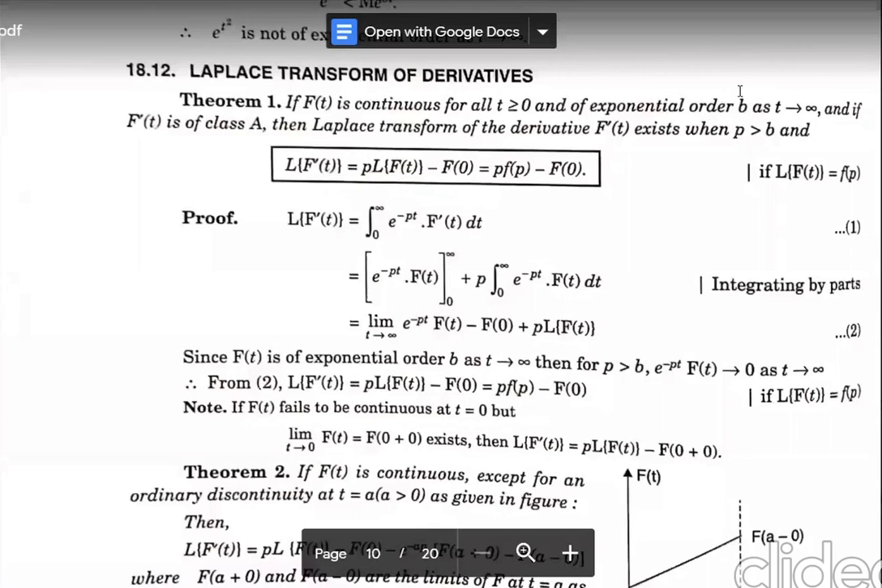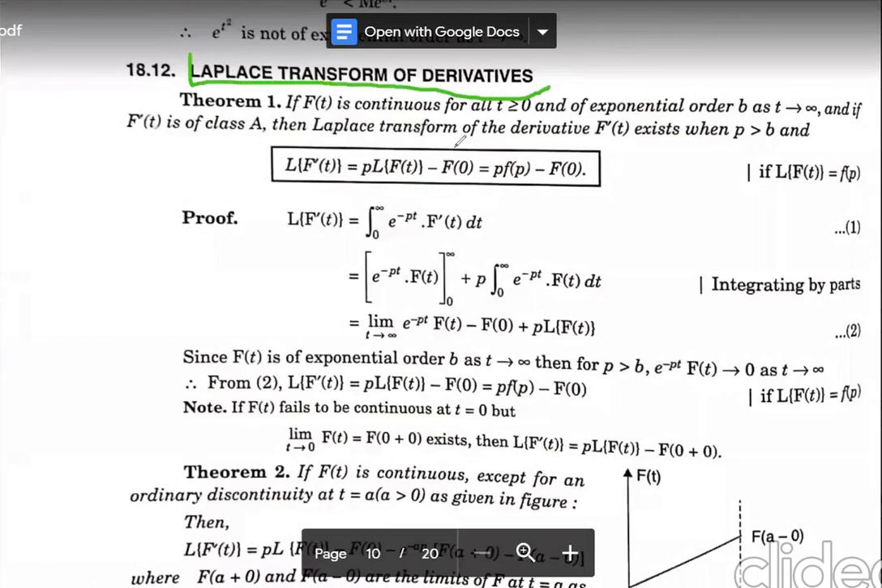So today we'll learn the Laplace transform of derivative. That means how to find the Laplace transform of a derivative. So let's see here. Now, the Laplace transform of derivatives, how to find.